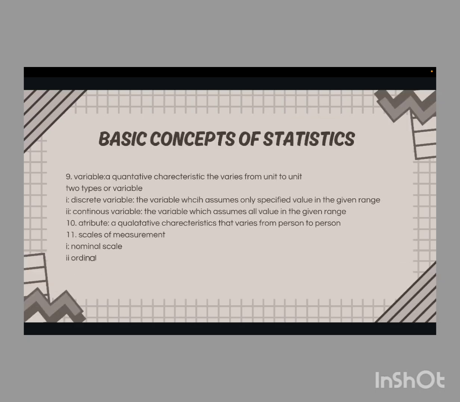These are some more continued basic concepts of statistics. Variable, a quantitative characteristic that varies from one unit to another. So heights of students, number of trees in the garden, these two units are different, but these two are quantitative characteristics, so these are called variables. Okay, there are two types of variables: discrete and continuous. Discrete variable, the variable which assumes only specified values in the given range.